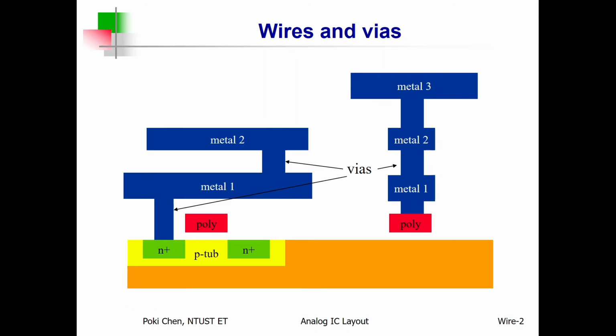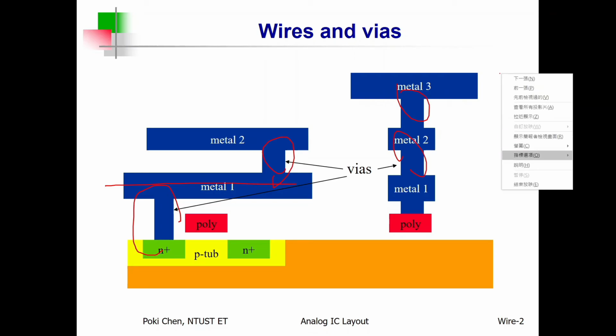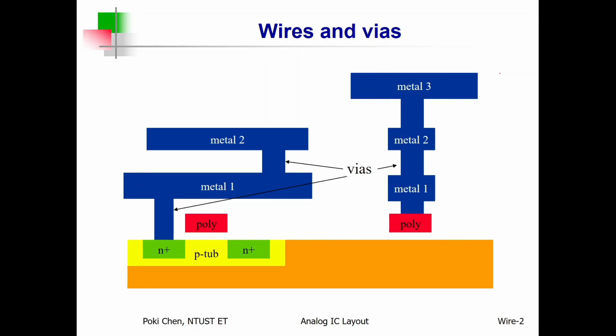This is some kind of cross-sectional view of the wires. As I mentioned, only the metal one can touch the other layers through the so-called contacts. And above it, we call all those vias. And from this plot, you need to know that there isn't any via that can connect metal 3 to metal 1.